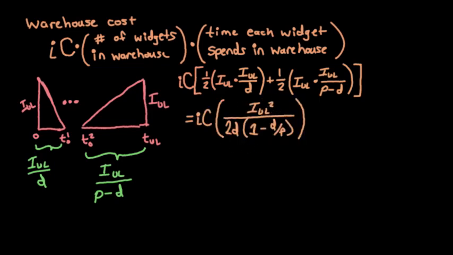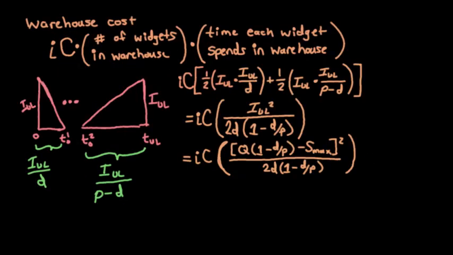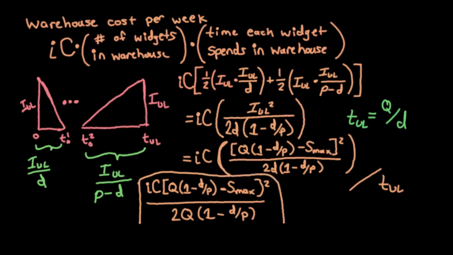And we already calculated I_UL. Remember from way long ago, this was I_UL. We had two different ways to express this time. We thought we'd solve for one of the variables, and now we can plug this into that cost. This is our warehouse cost for one cycle. And again, we're going to divide by T_UL to get warehouse costs per week, or unit time, you know what I mean. Oh, and I hope you didn't forget that T_UL equals Q over D. Anyway, this is our final expression for the warehouse cost, or the storage cost, per week.